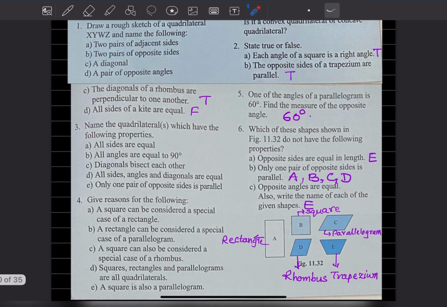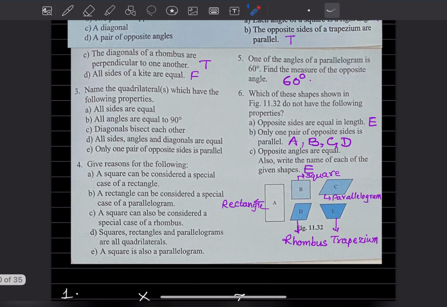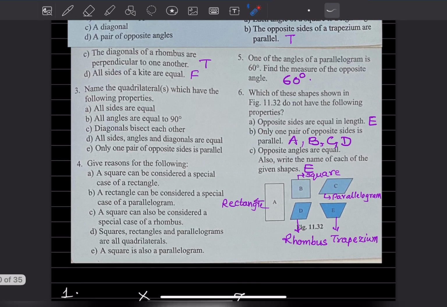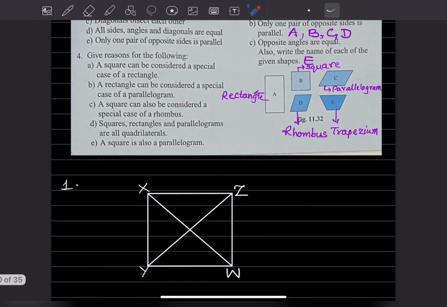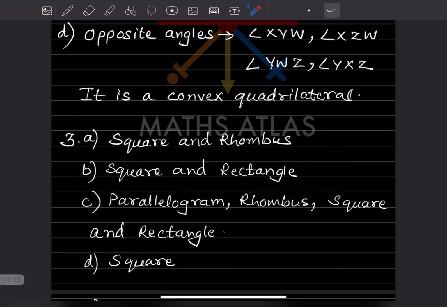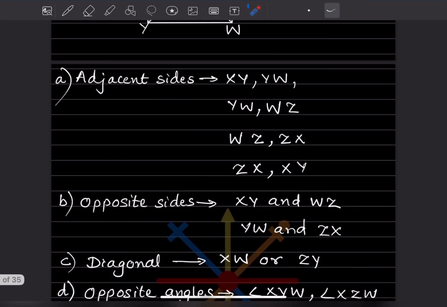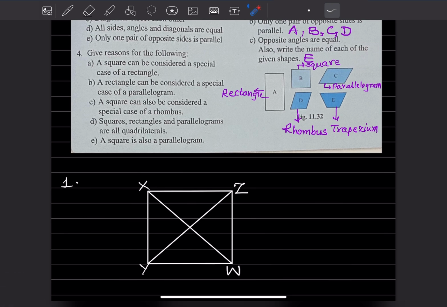We'll see question number 3. Name the quadrilaterals which have the following properties. All sides are equal. Which quadrilateral has all sides equal? That will be square and rhombus. All sides are equal. Later on you can check by looking at the figure. I'm not going to draw all of them. Square, you know.